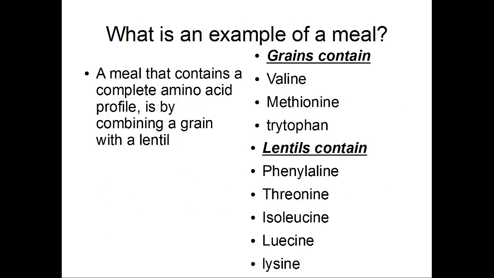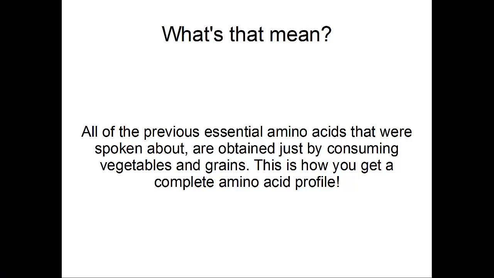What is an example of a meal? A meal that contains a complete amino acid profile is by combining a grain with a lentil. Grains contain valine, methionine, tryptophan. Lentils contain phenylalanine, threonine, isoleucine, leucine, and lysine. What's that mean? All of the previous essential amino acids that were spoken about are obtained just by consuming vegetables and grains. This is how you get a complete amino acid profile.